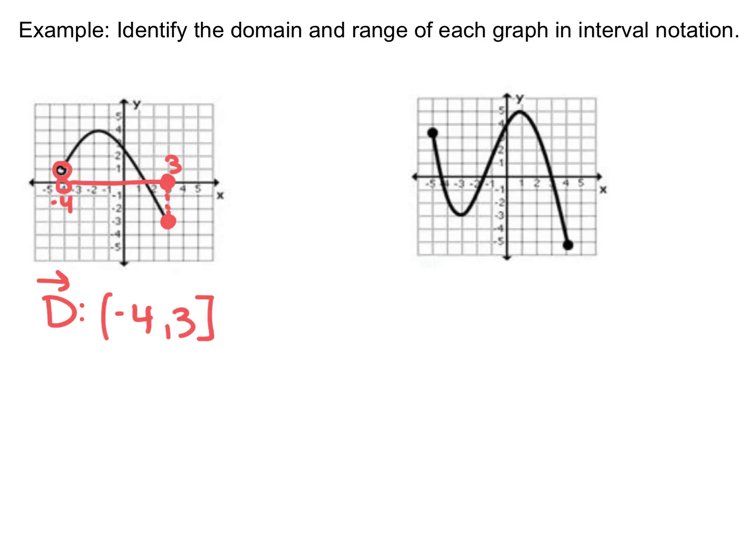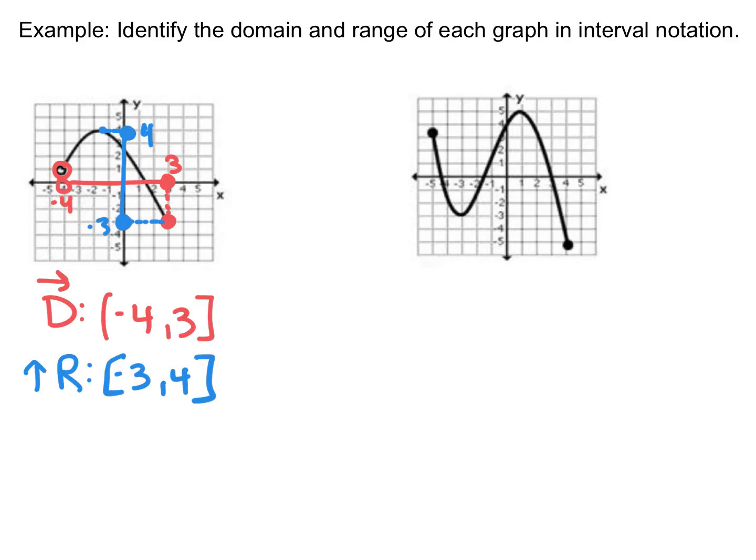My range, I read from bottom to top, so my lowest point is down here, and it's a closed circle at -3. My highest point is right here, and since it's not obviously open, I'm going to assume it's closed. And this is at 4. So I say it's from -3 to 4, and since they're both closed circles, I use brackets.